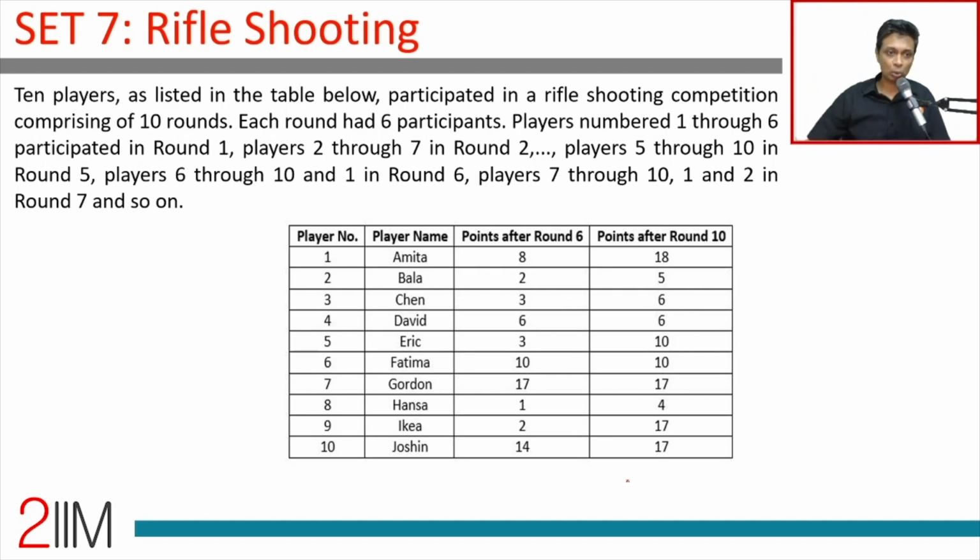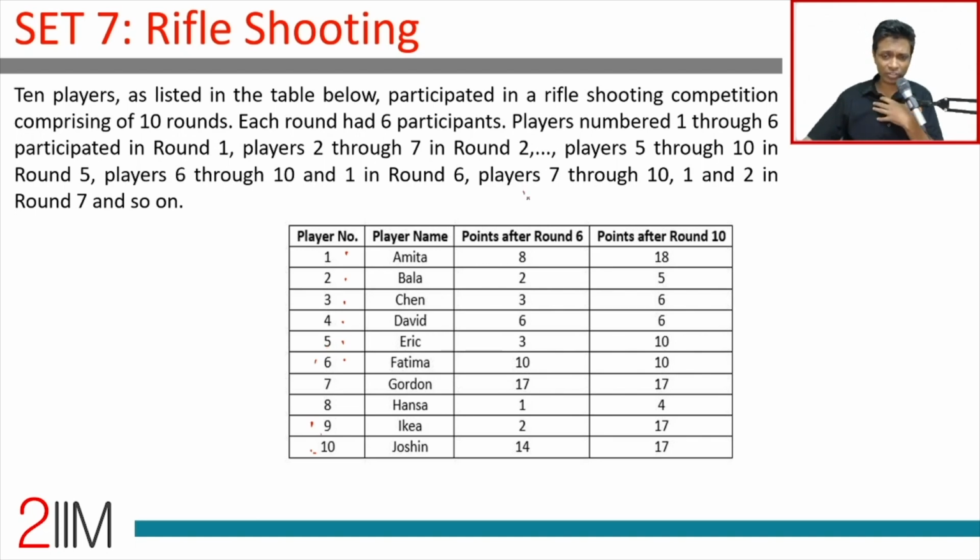Players numbered 1 through 6 participated in round 1. 2 through 7 in round 2, 3 to 8, 4 to 9, 5 to 10. And then 6 to 10 and 1. So it is cyclic: 7 to 10, 1, 2. And so on. It will be 8, 9, 10, 1, 2, 3. Round 9 will be 9, 10, 1, 2, 3, 4. Round 10 will be 10, 1, 2, 3, 4, 5.